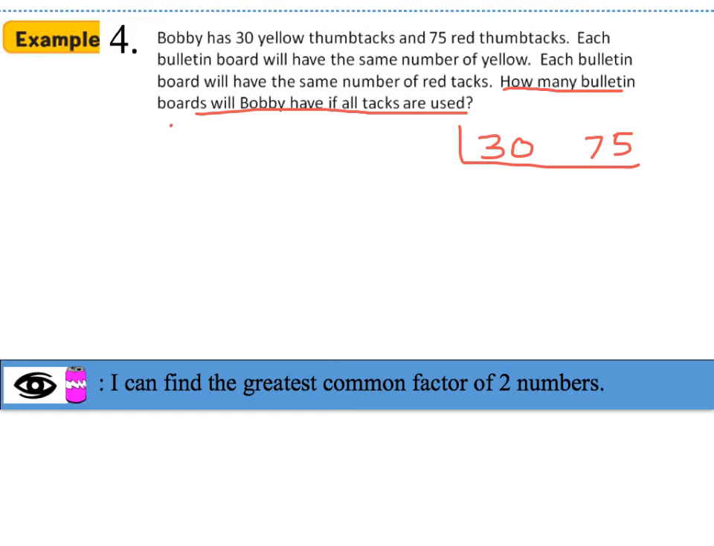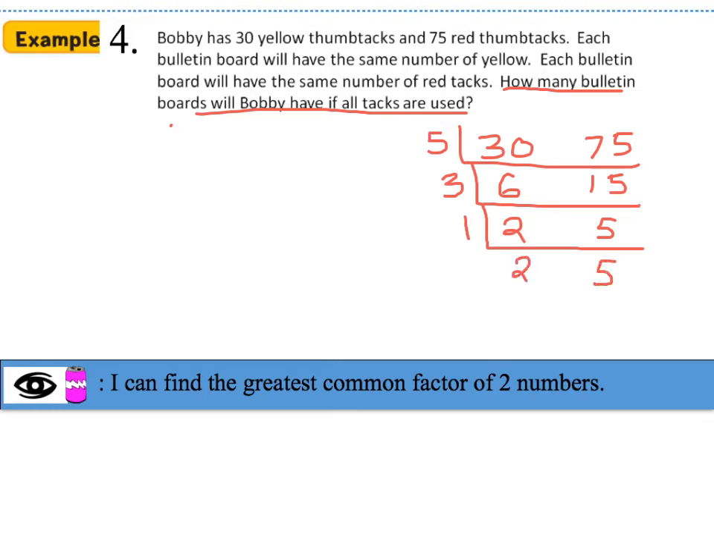So the number that goes into both, let's try 5, because 5 goes into 30 6 times. And 5 goes into 75 15 times. We can continue to add on to our ladder. The number that goes into 6 and 15 would be 3. 3 goes into 6 twice, and 3 goes into 15 5 times. Let's continue to add on to our ladder. And let's ask ourselves, what number goes into 2 and 5 evenly? And the only thing I can think of is 1. 1 goes into 2 twice, and 1 goes into 5 5 times.